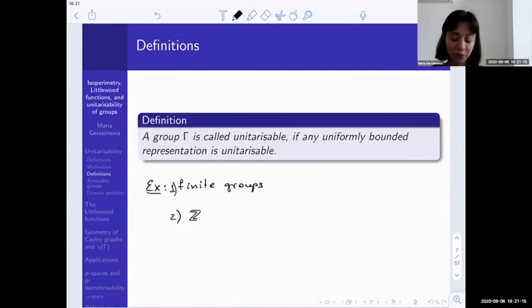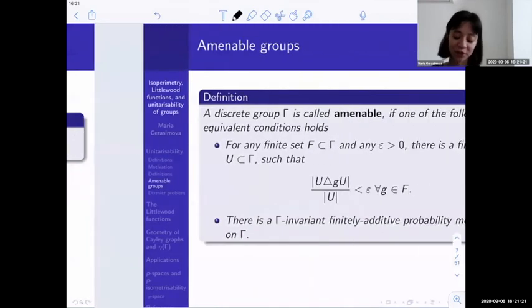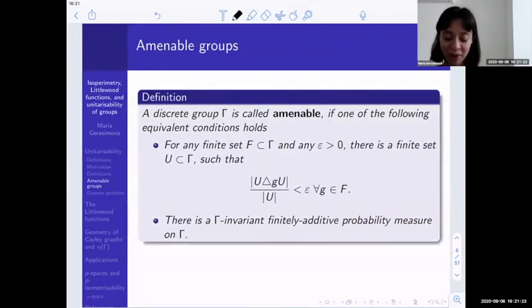There are plenty of definitions of amenability, and I think you know a lot of them. I will just remind you of two of them, which will be the most relevant in our case. A discrete group gamma is called amenable if, for example, for any finite set F and any epsilon bigger than 0, there exists a finite set U such that the following condition holds. This is called a Følner condition. Maybe we can focus on this definition.